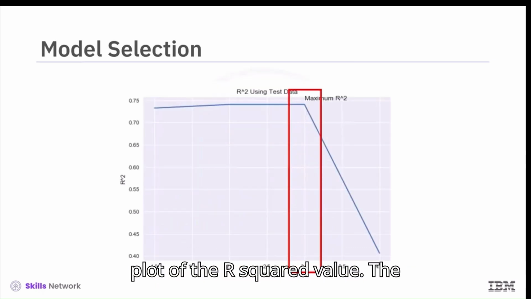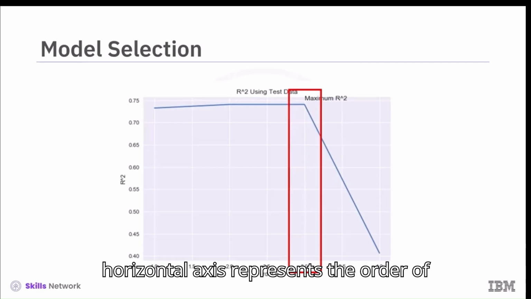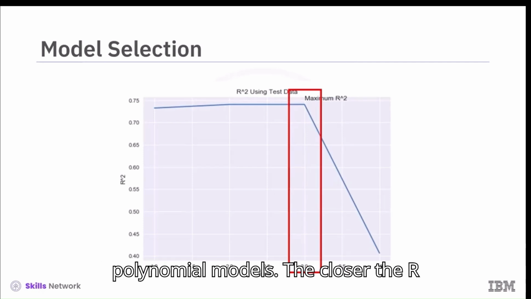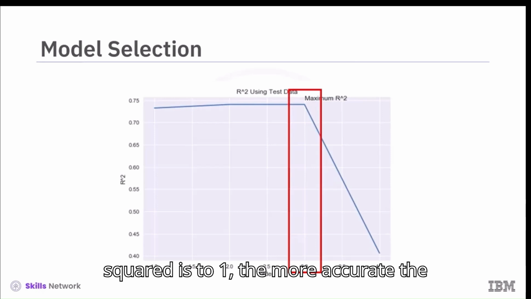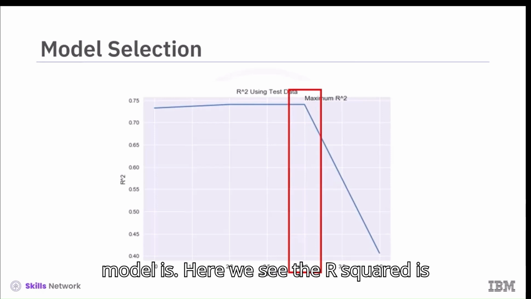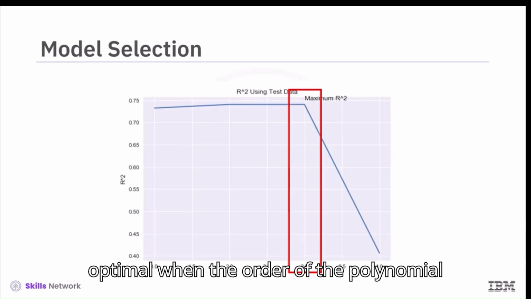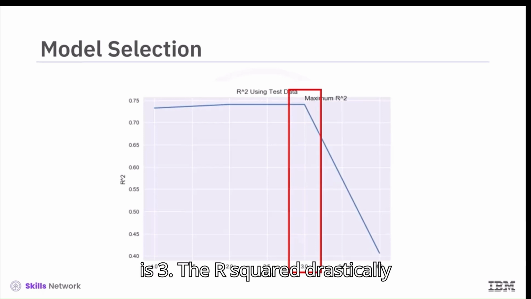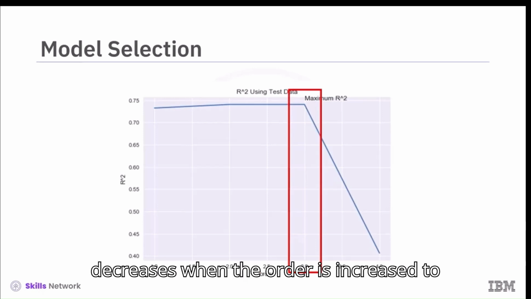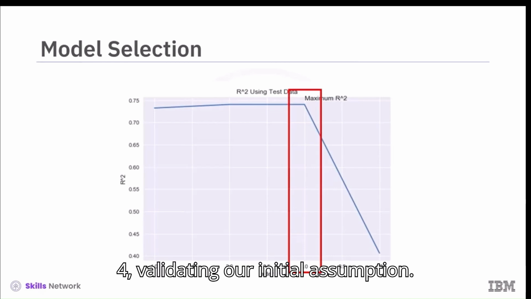The following is a plot of the R² value. The horizontal axis represents the order polynomial models. The closer the R² is to 1, the more accurate the model is. Here we see the R² is optimal when the order of the polynomial is 3. The R² drastically decreases when the order is increased to 4, validating our initial assumption.